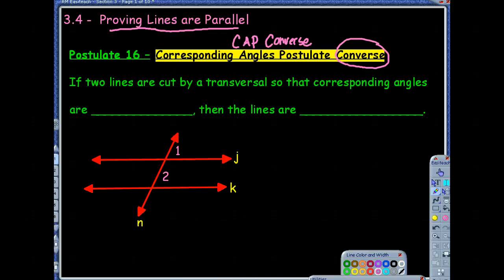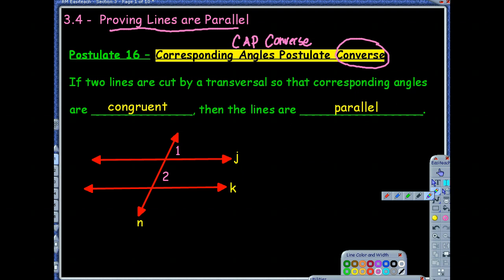If you look at this postulate, we have some fill in the blanks to make this a little easier. If two lines are cut by a transversal, so you still have to have the essential picture, so that corresponding angles are congruent, then the lines are parallel. I'm hoping you're all looking at this and thinking, okay, that does sound like the converse. It's exactly what it is.